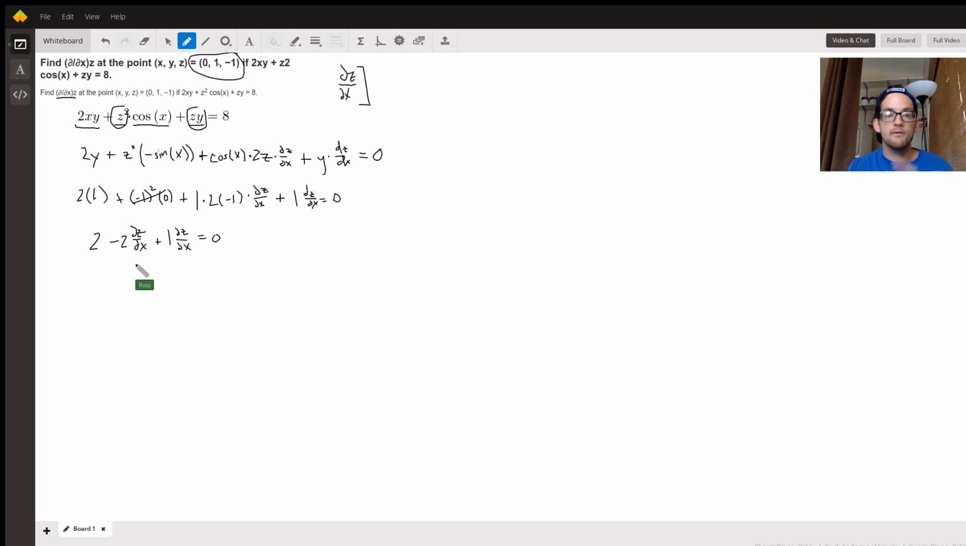So this is getting quite a bit cleaner, quite a bit simpler. Consider here now that we have -2, it's just like any other variable, -2 dz dx plus 1 dz dx would be -1 of those things, -1 dz dx. And now we're just solving basic algebra. We can do this a couple different ways. I'm going to subtract 2 on both sides. That's going to leave me with -1 dz dx equals -2. And if you divide or multiply by -1 on both sides, you'll find that dz dx is equal to +2.